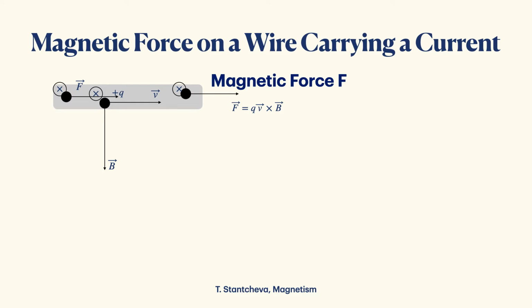So the longer the wire, the more charges will be flowing through that segment at any given time, and so we'll expect a stronger magnetic force to act on that wire. The question is, how much is that force and how does it relate to the actual flow of those electric charges?